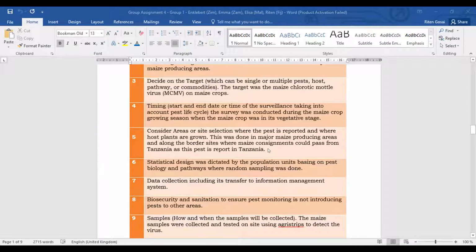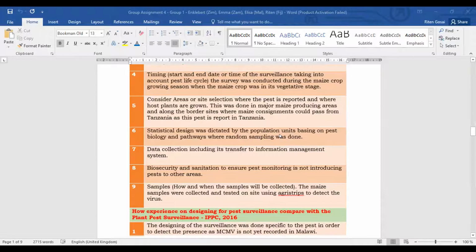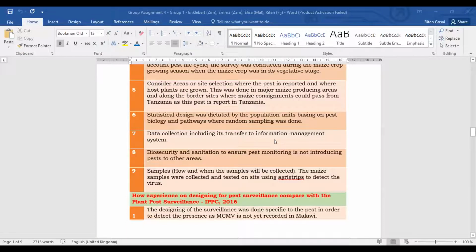He's talked about the timing, which took into consideration the pest life cycle and the growing season of maize. And of course, the timing was during the vegetative stage. The area or site selection: Elisa mentioned where the pest is reported and where host plants are grown. This was done in major maize producing areas and along the border sites where maize consignments could pass from Tanzania, as this pest is reported in Tanzania.